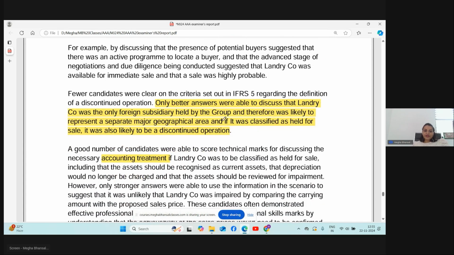It says only better answers were able to discuss that Laundry Co. was the only foreign subsidiary held by the group and therefore was likely to represent a separate major geographical area. And if it was classified as held for sale, it was also likely to be a discontinued operation.